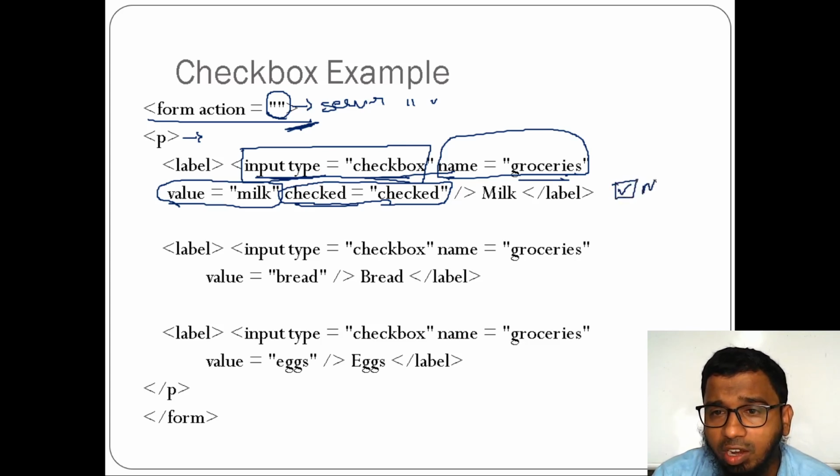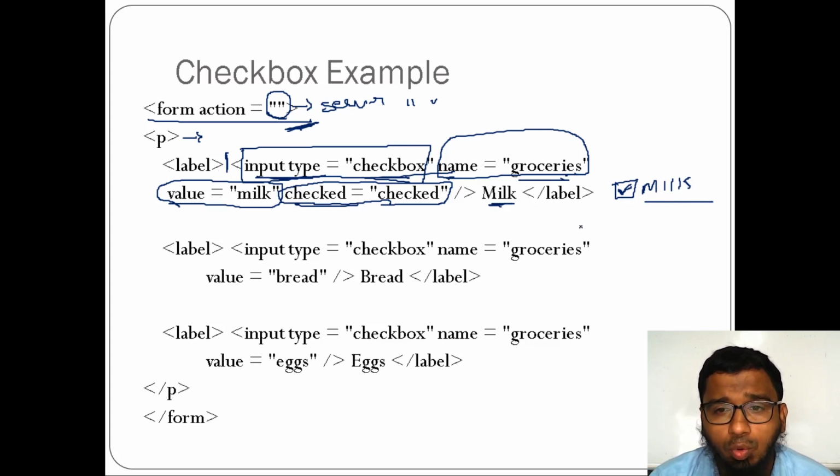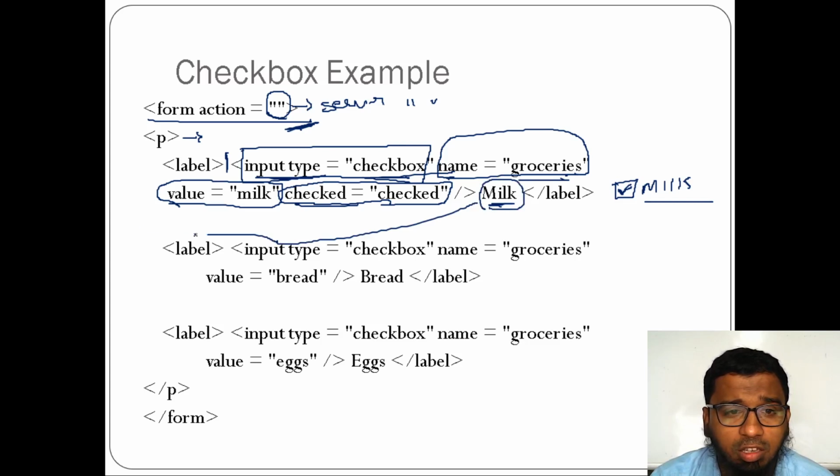Okay. Milk will be written after the checkbox. Why? Because first we are writing the input type, then we are writing the label. Because of that, first the input type will be displayed, then your label will be displayed. If you want to display this milk before this, you need to write this milk here.